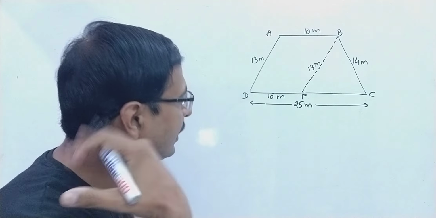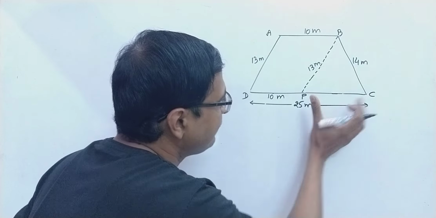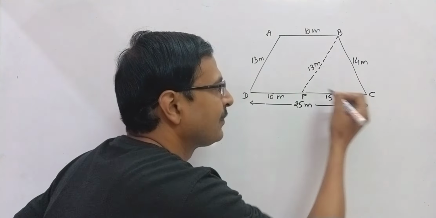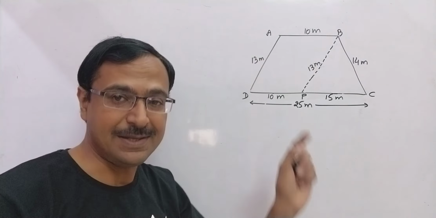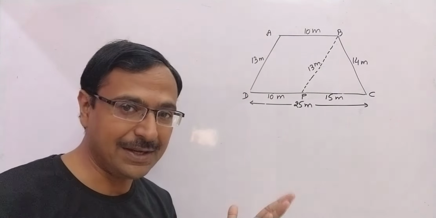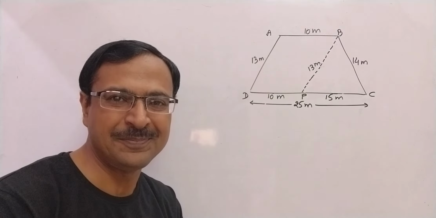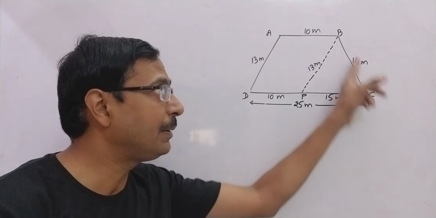And now you can find out the remaining part, that is PC. So how much will be PC? 25 minus 10, which is 15 meters. And now I know all three sides of this triangle BPC. If I know all three sides of the triangle BPC, then I can find its area using what? Using Heron's formula. So let's apply Heron's formula to find the area of triangle BPC.